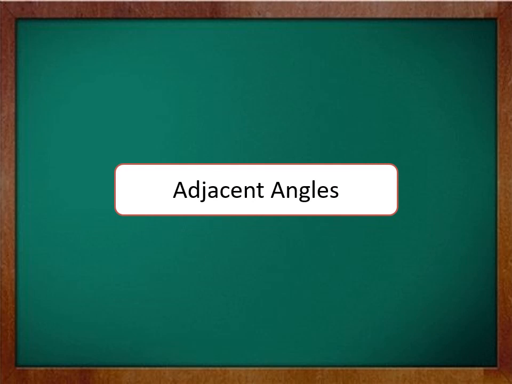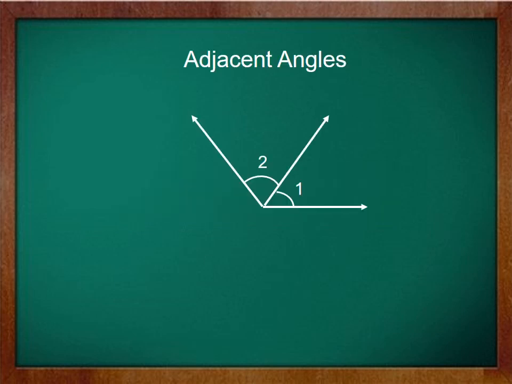Now let's learn about adjacent angles. When we place two angles beside each other and they have a few properties, they make adjacent angles. Let's learn about the properties of adjacent angles. Adjacent angles have a common vertex, the one shown in the yellow dot here. They have a common arm. So both these angles have a common arm, which is shown in yellow here.